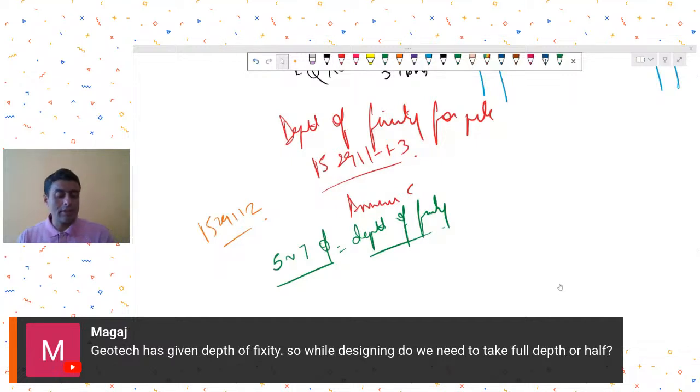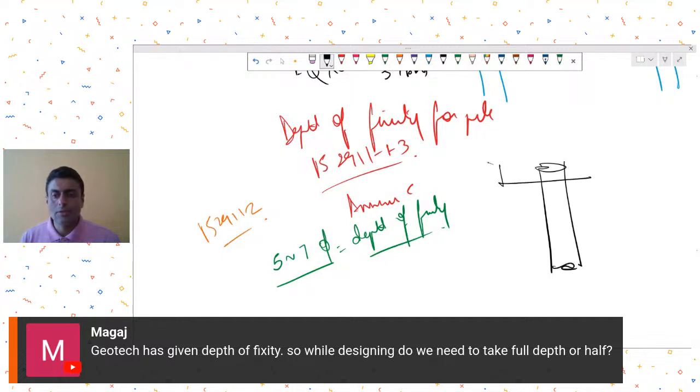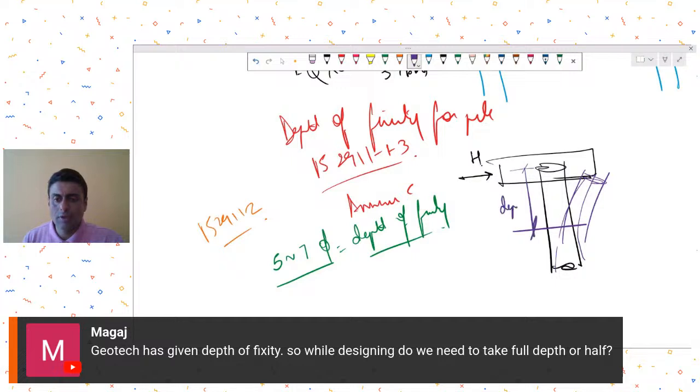So this depth of fixity will mainly come into picture when you are going to find out the moment in the pile. Let's say this is my pile and this was some pile cap, whatever. So when you have to find out the moment in the pile due to horizontal reaction, then what you do is that to calculate, you multiply this by the depth of fixity.